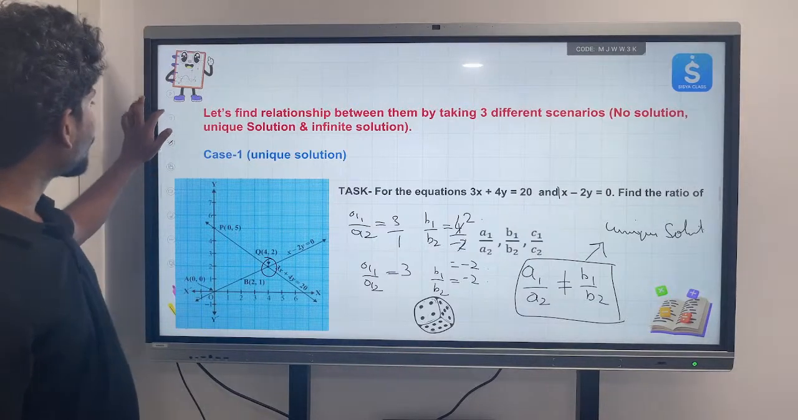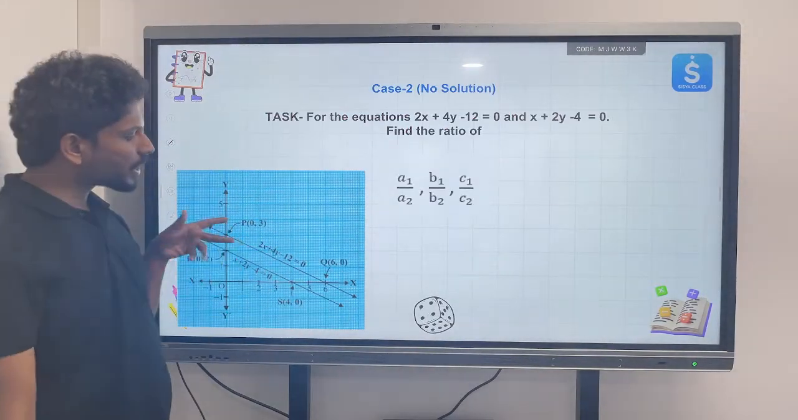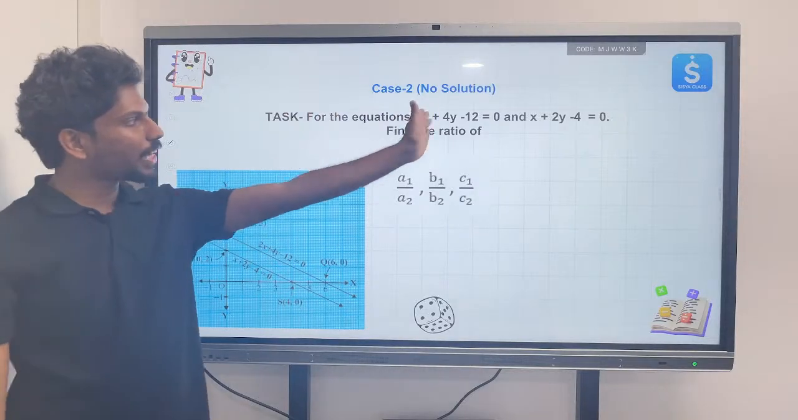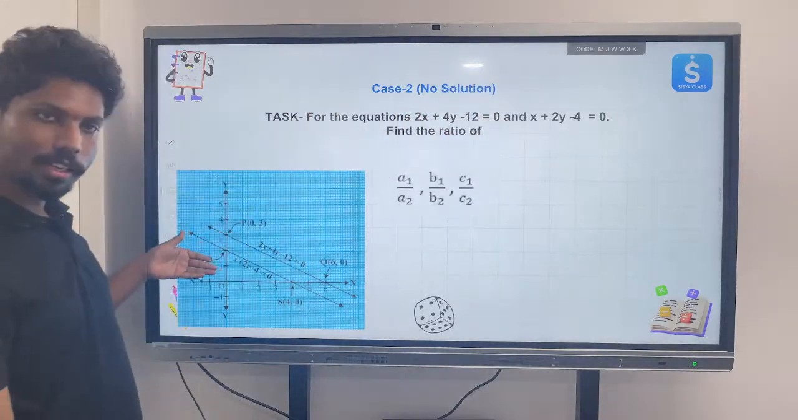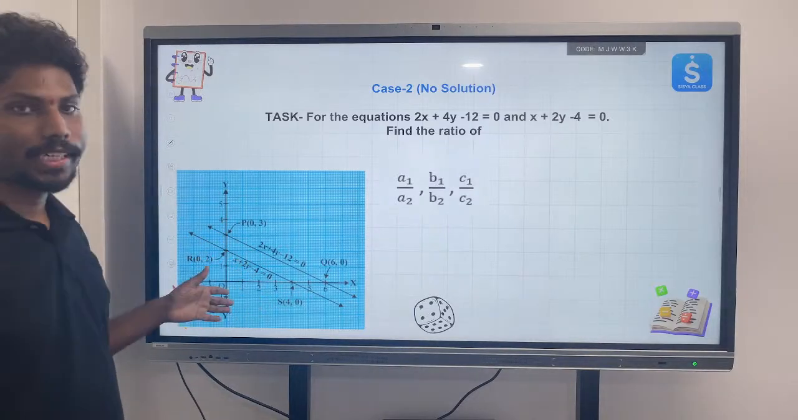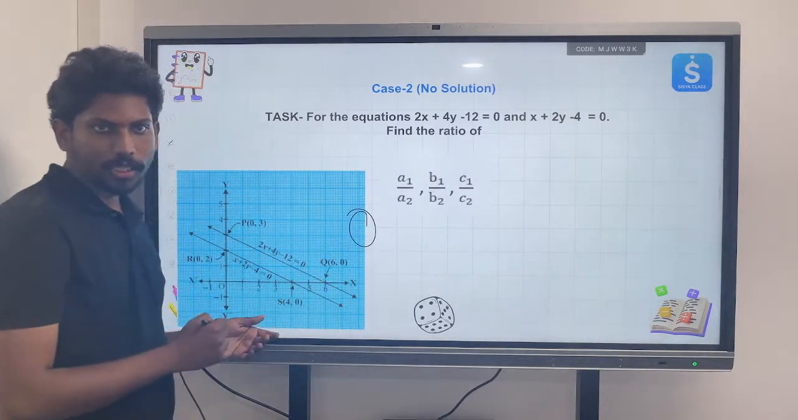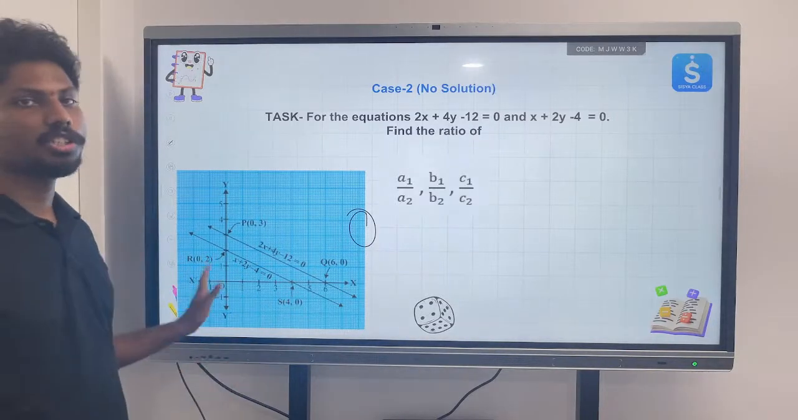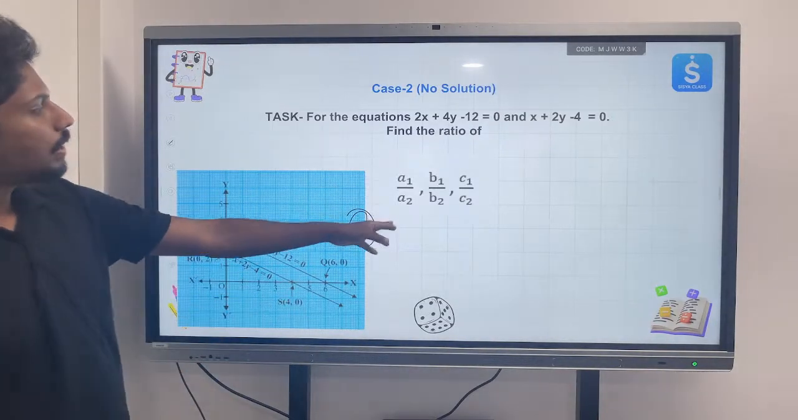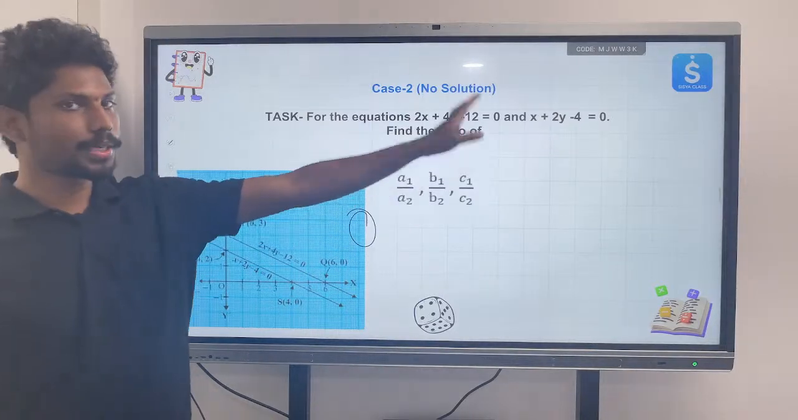Now let's try to see the another case. Now if you see the graphical representation of these two lines, again I have taken two equations and I have plotted on the graph sheet. If you see here, these two lines are never intersecting. That means how many solutions do they have? They have 0 solution, right? There is no solution at all. Now let's try to understand again using this concept of a1 by a2, b1 by b2 and c1 by c2.